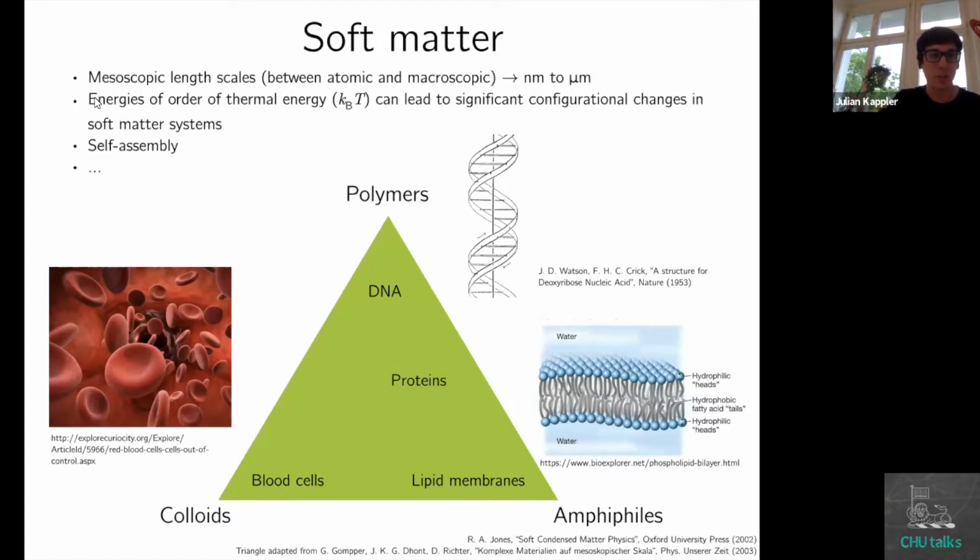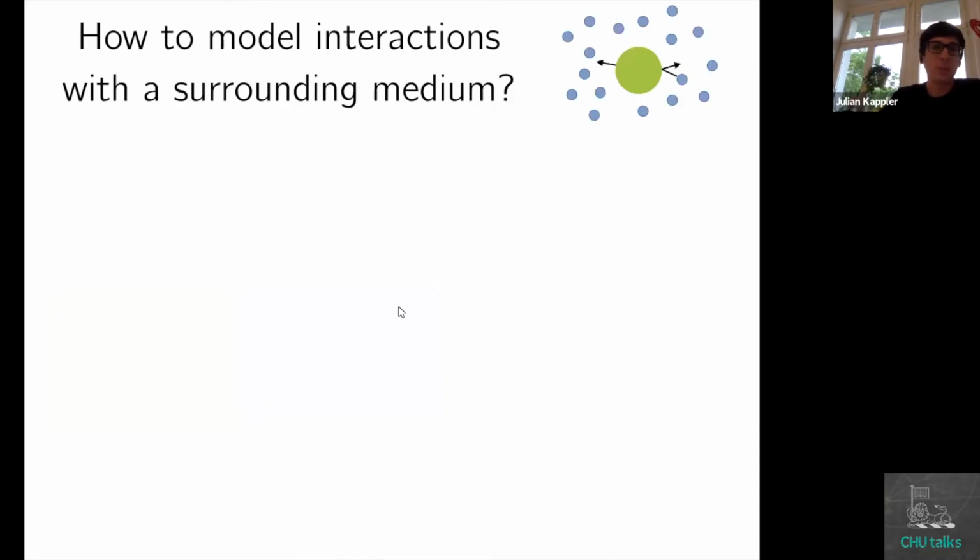And so the important feature is that these energies of the order of the thermal energy can do something with the system. And then you ask the question as a physicist, how do we model that? That this stuff is under the influence of thermal processes and thermal energy all the time. And the question put differently is how to model the interaction with a surrounding medium.